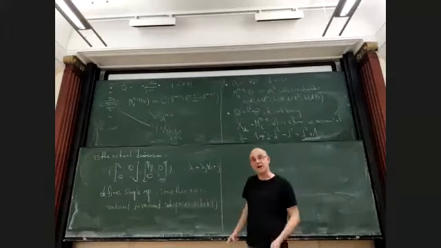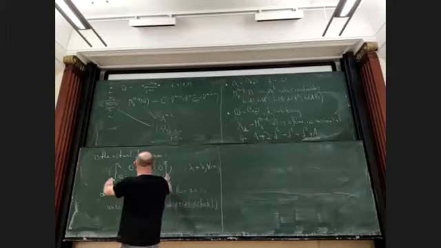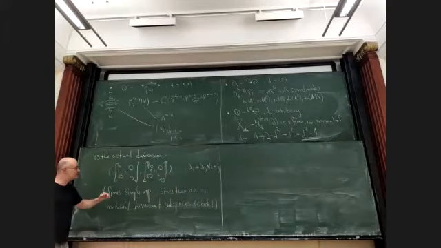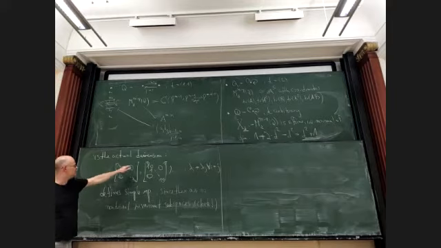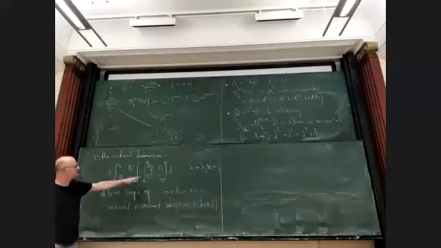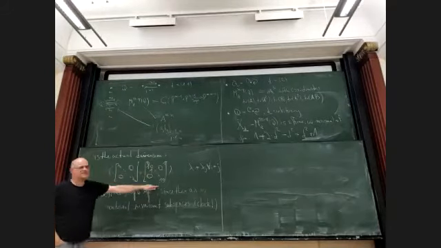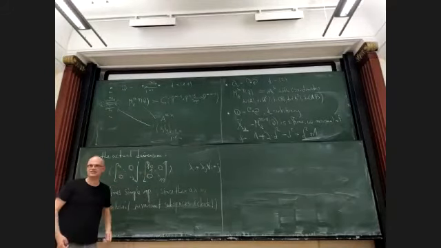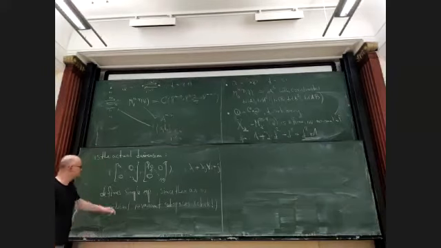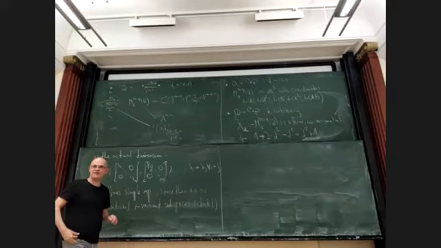And now I wrote down a typical example. I claim that this is a simple representation. It's of the form a generic semi-simple, so a generic diagonal matrix with pairwise distinct eigenvalues, and the matrix giving the cyclic rotation of all the basis vectors. And I claim that there are no non-trivial invariant subspaces.